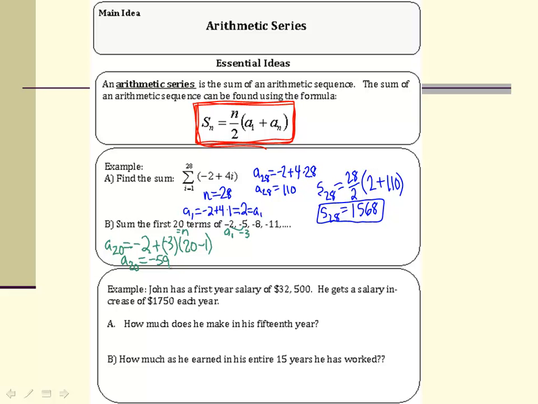So now, let's use our arithmetic series formula. So S sub n, well that's S sub 20, because we have the first 20 terms that we're adding, equals n, which is 20, divided by 2, times the quantity, a sub 1, which was given, that's negative 2, plus a sub n, a sub 20, which is negative 59. So again, if you put this in your calculator and simplify, which you should be trying these, you should be putting them in and simplifying, you'll get negative 610.